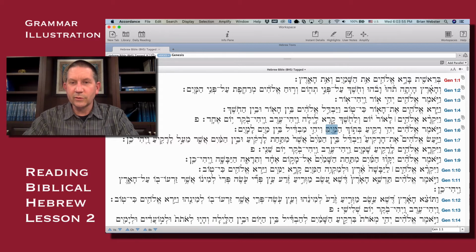Another mark that we're learning in this chapter is the metheg, and here is a metheg. It's with the kamates underneath the lamed on la rakia. And then this also is a metheg on tad she.